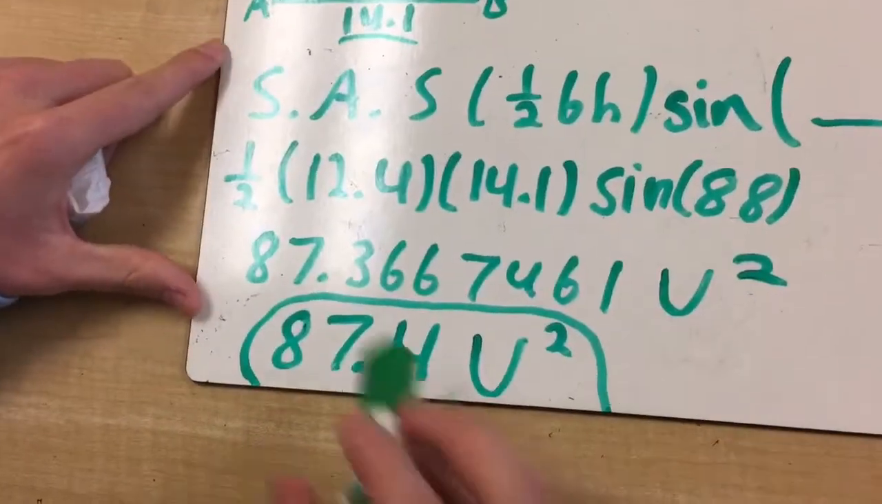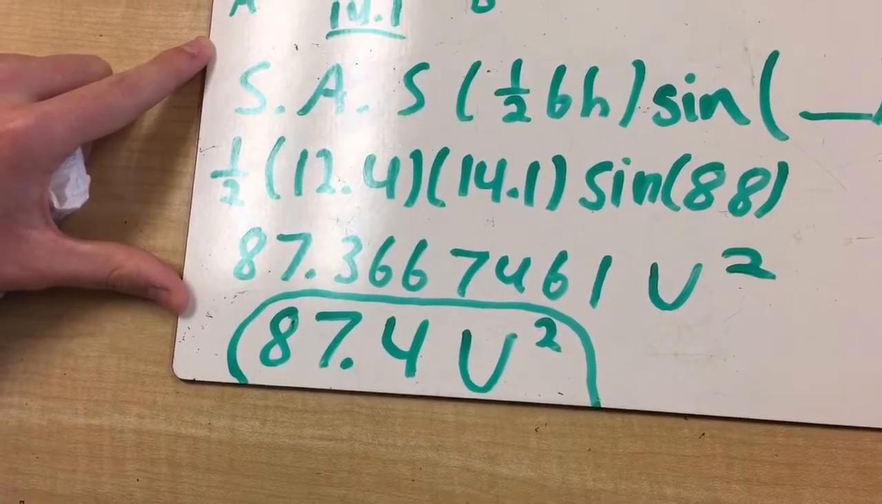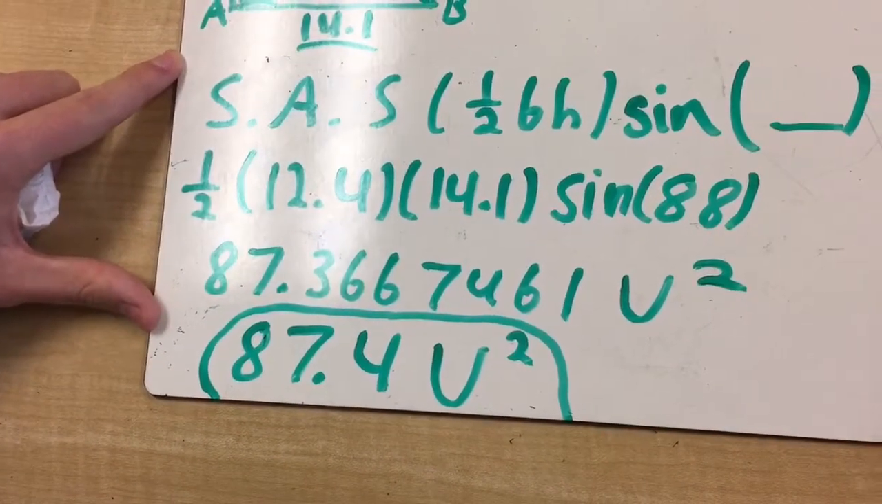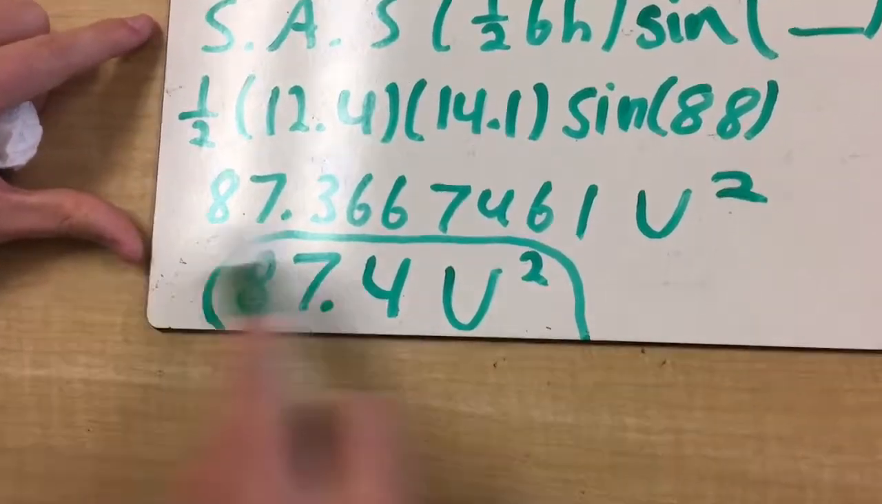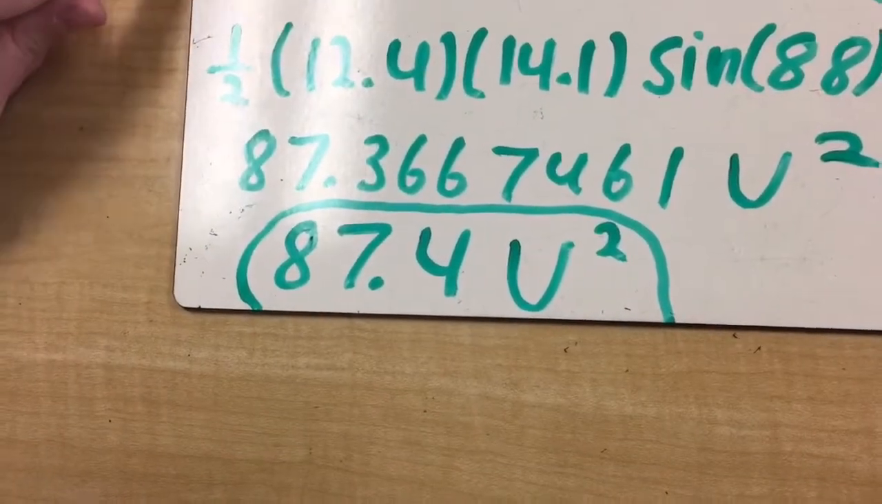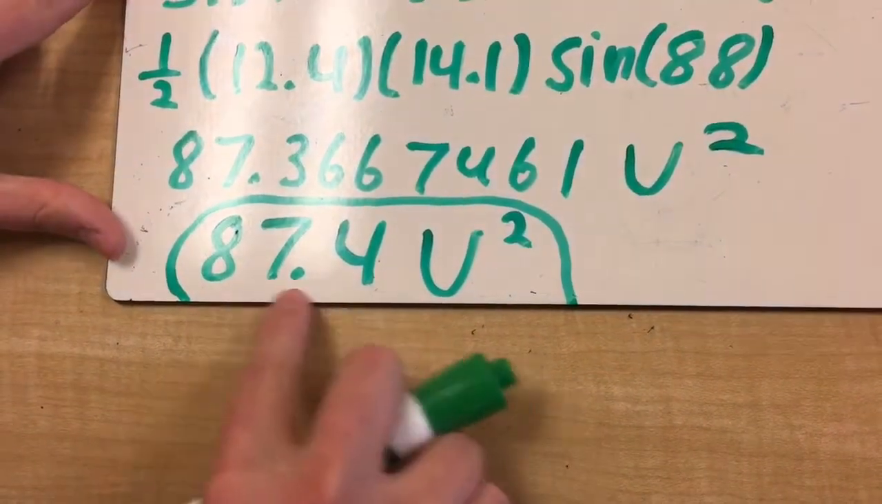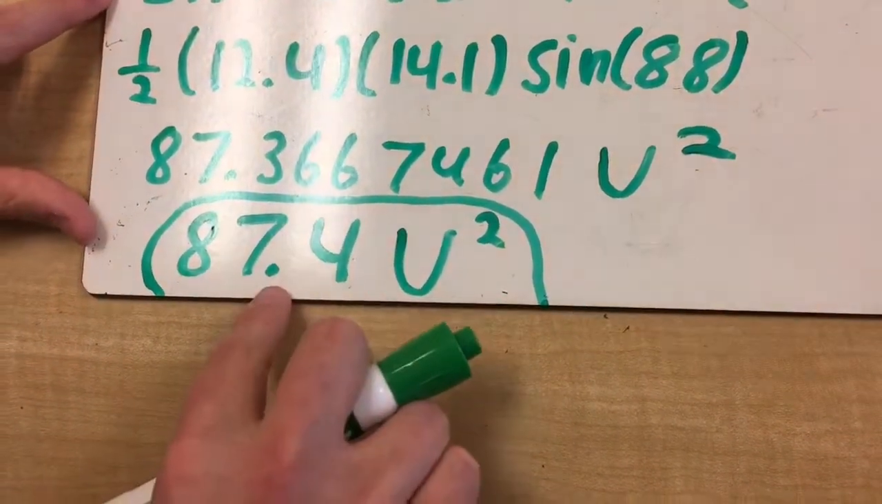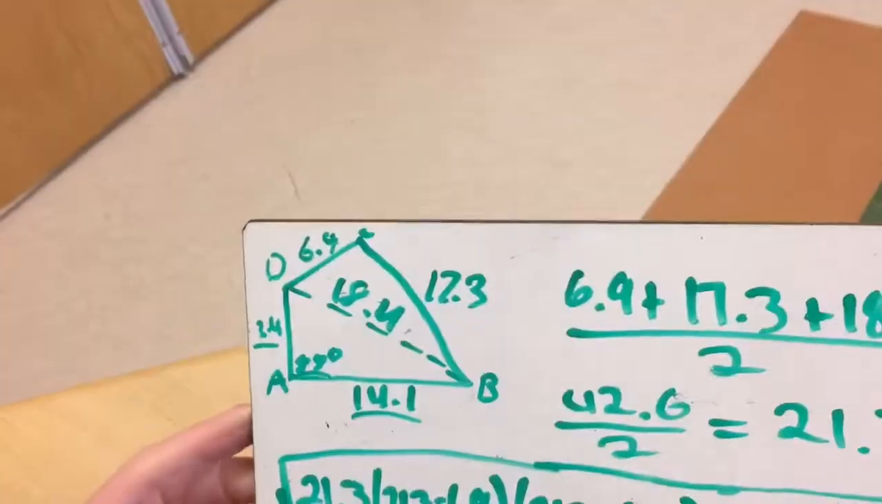So for this one, it would be 1/2 times 12.4 times 14.1 times sine 88, and enter that into your calculator as is. You'll get 87.53667461 units squared, and then you simply just simplify that to the nearest tenth, and that's your first area.